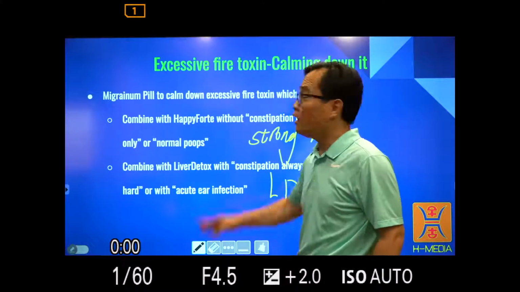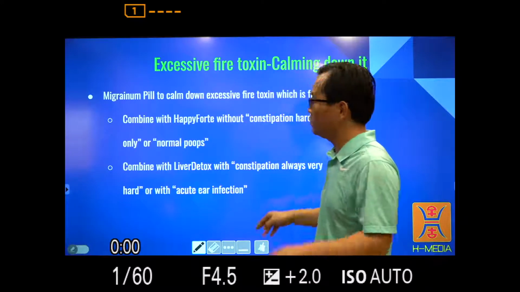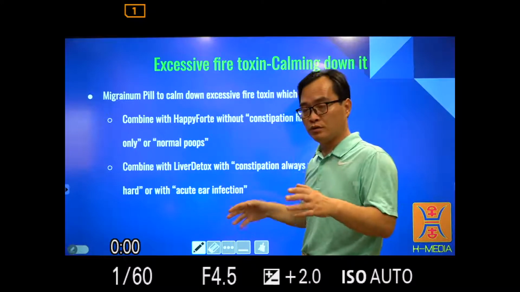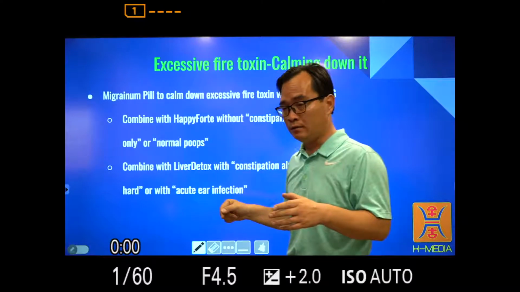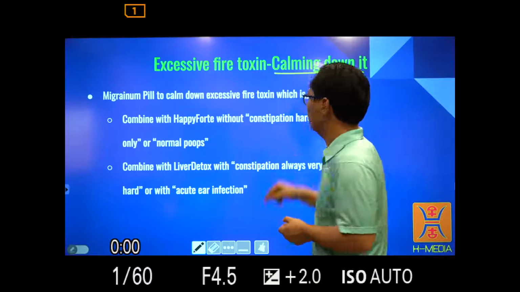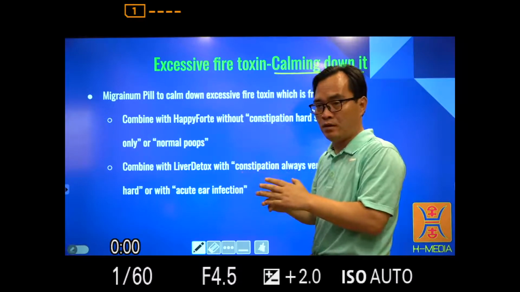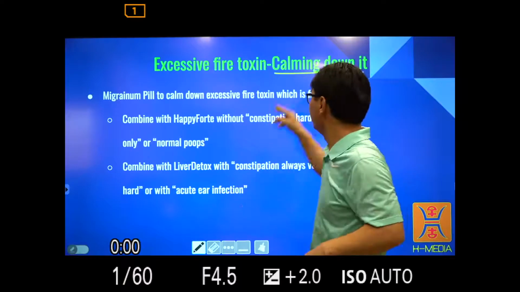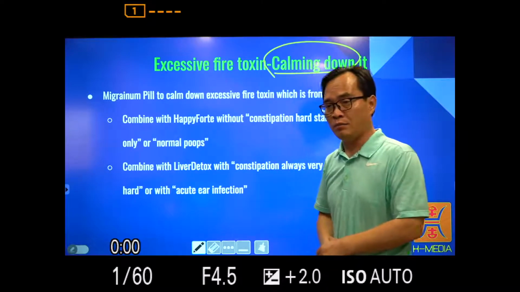And if the fire toxin is excessive, it could generate shaking, and we use coming down. We make the body coming down. We make the fire toxin coming down. So we use coming down to explain the treatment rules for this kind of problem.